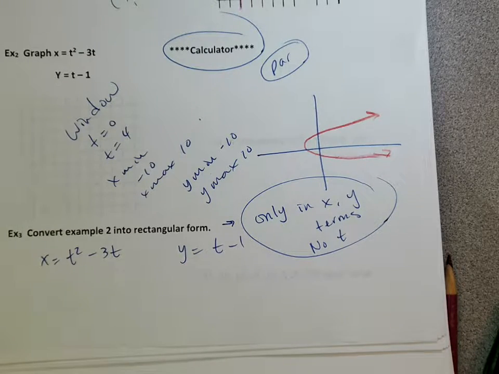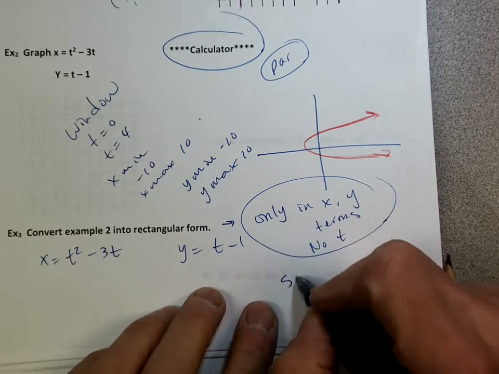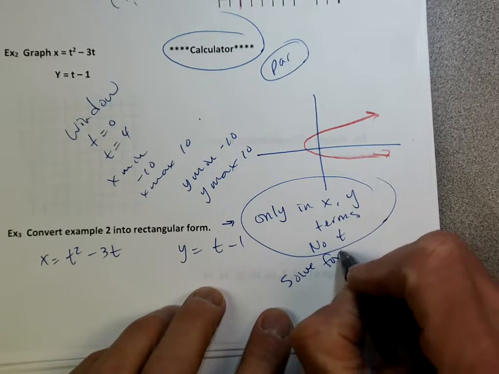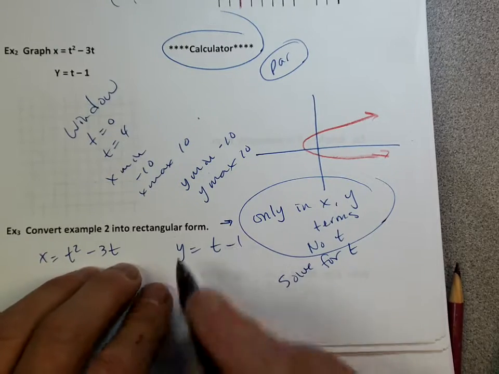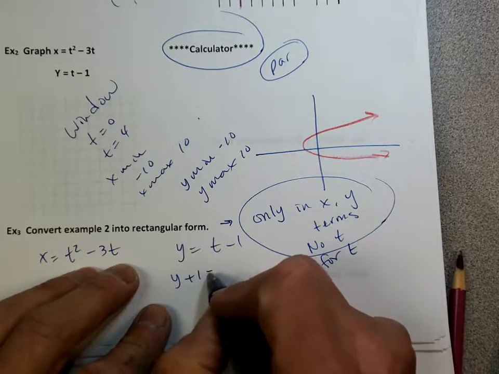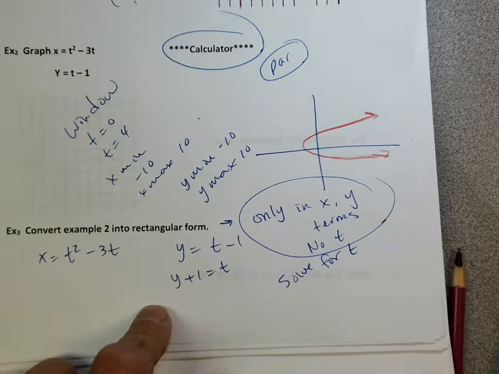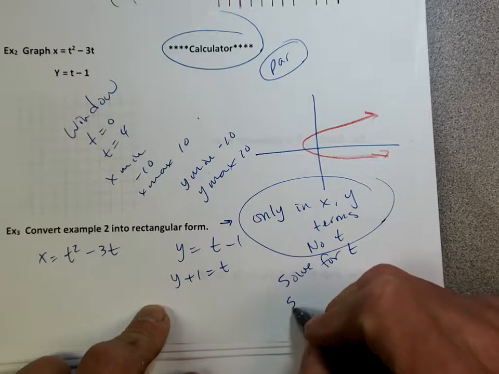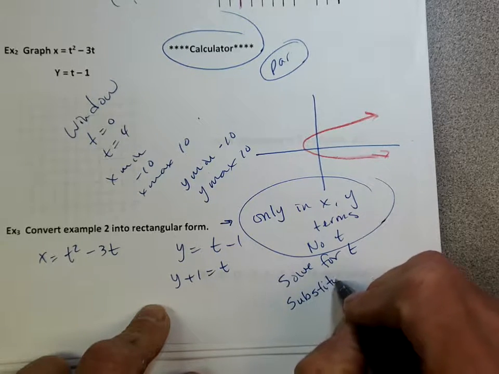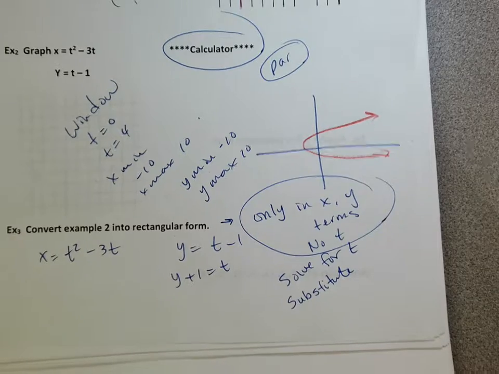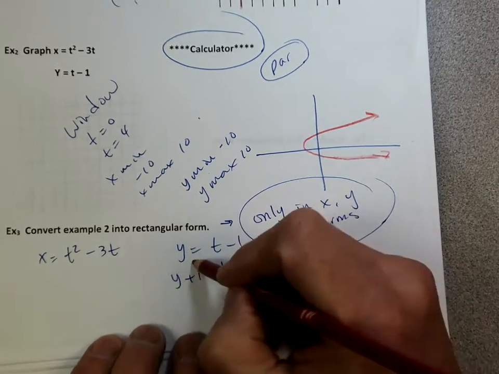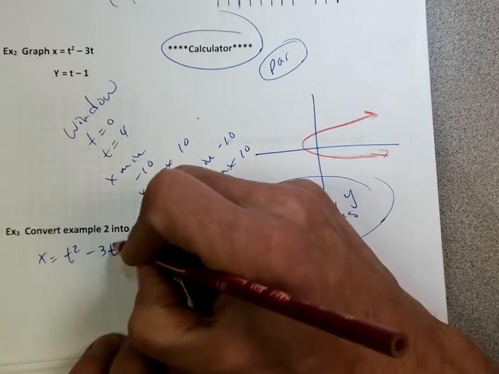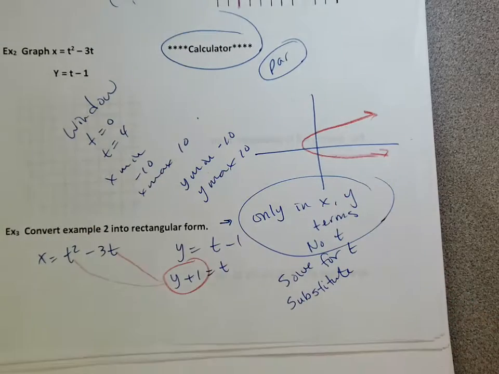So here's what I'm going to do. I'll solve for t, right here. I'm going to bring over the 1. y plus 1 equals t, right? And then I can substitute. If I solve for t, then I can put this y plus 1 in there and in there. And then all of my t's will disappear, and I'll have it in just terms of x's and y's, which is what I want.